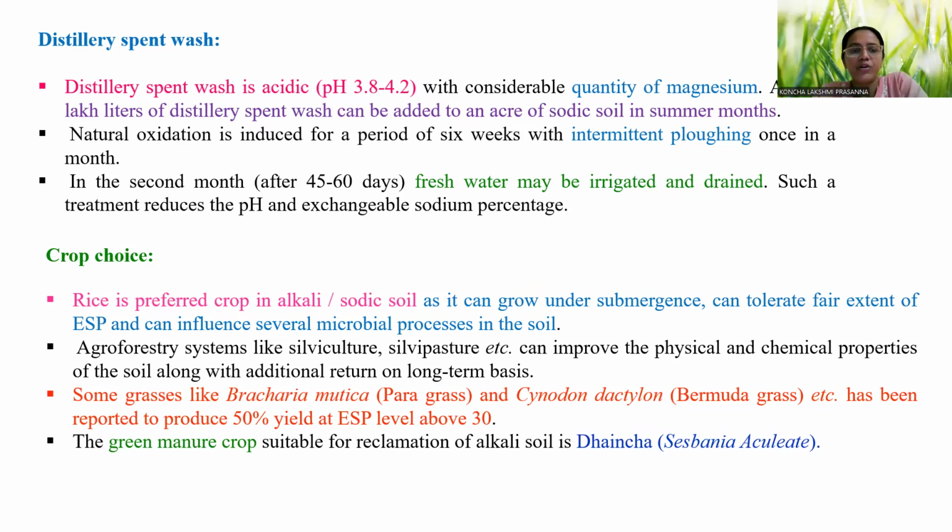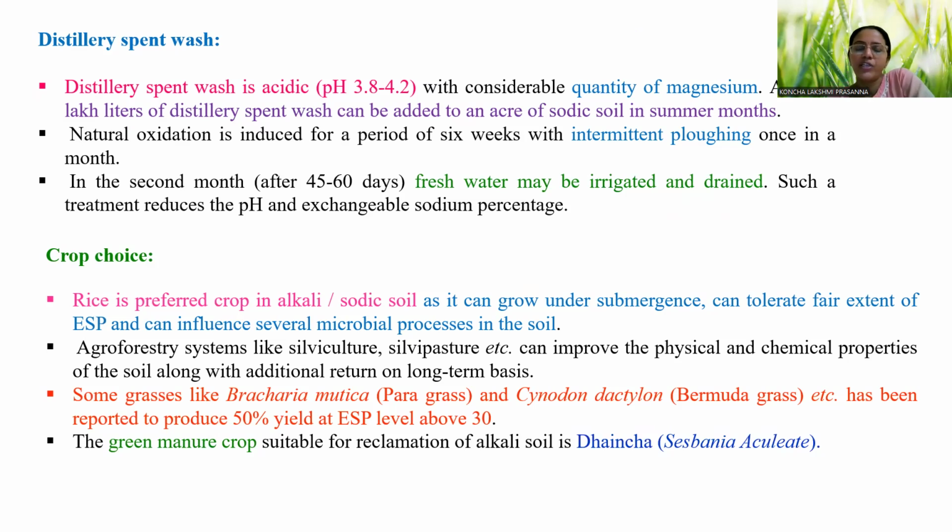One of the green manure crops, that is a reclamation measure for the alkali soils, is daincha. Sesbania aculeata is the scientific name of daincha, which is the green manure crop mostly preferred for the reclamation of alkali soil.